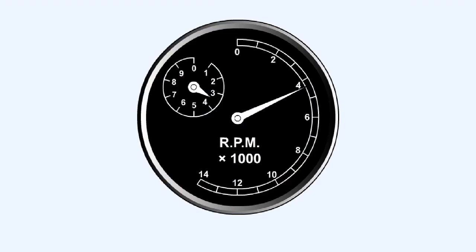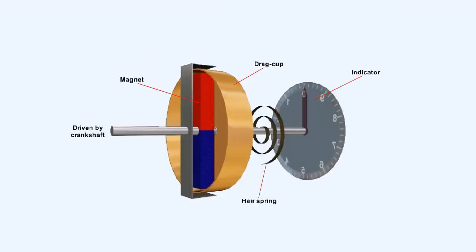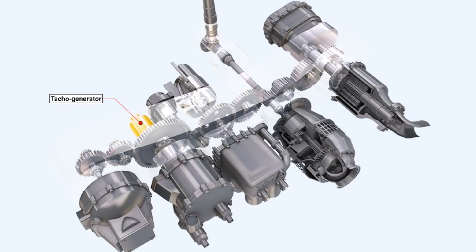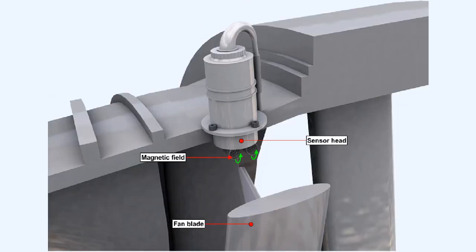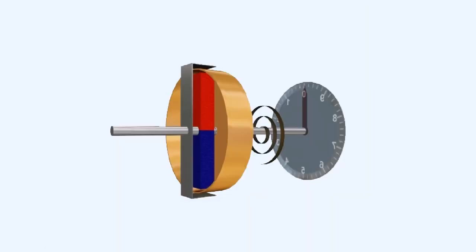The RPM indicator is called a tachometer, tacho for short. There are three methods of measuring engine rotational speeds: the mechanical magnetic tachometer, the electrical generator system, the tacho generator, the inductive probe system. The measurement of engine speed is of vital importance if accurate control and monitoring of the engine is to be achieved.